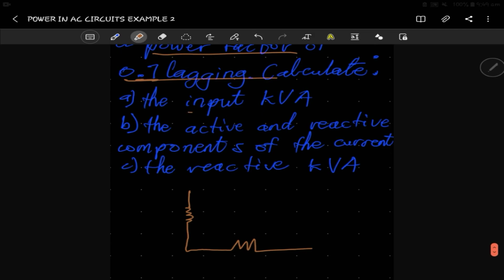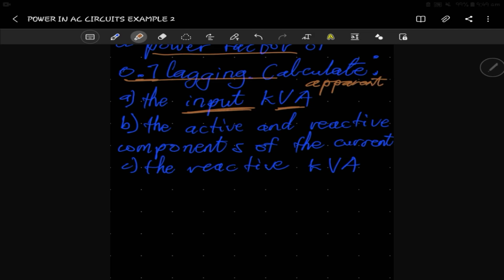To calculate input power, are we given anything concerning input? It didn't just say power, it said input kVA. Because kVA is here, that will mean apparent power. For us to get the apparent power, let's use the symbols. Apparent power.